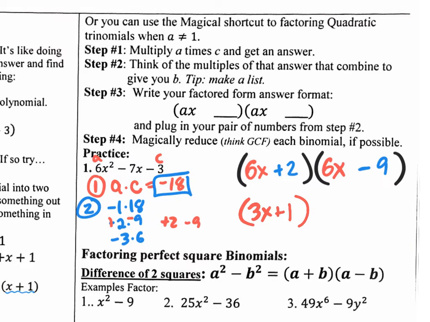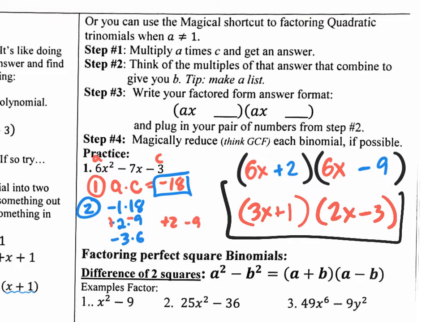3. So let's magically reduce that second one by 3. What do I get? 2x minus 3. All right, and that's it. We're done. That was probably the most fun type of factoring that we had back in chapter 4.